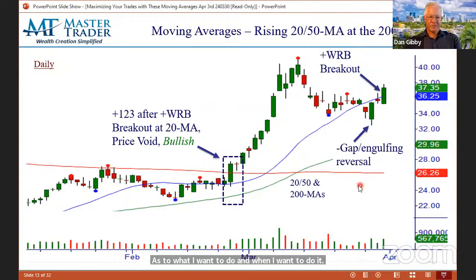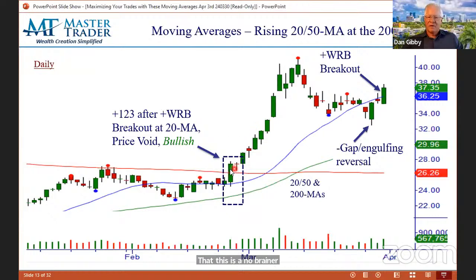Right. Greg has a saying: same but different. So, declining 20, but I have rising 20, rising 50, and I have a closing breakout, wide range closing breakout, inside bar. We call that a master trader 1, 2, 3. Look to the left, there's a price void.